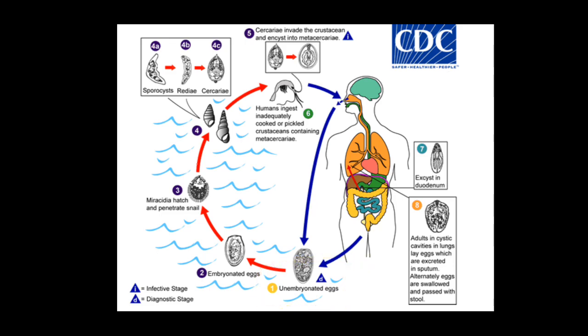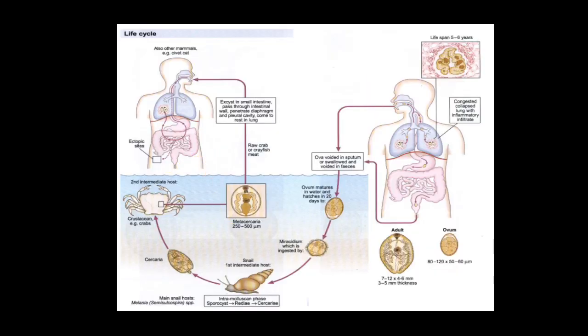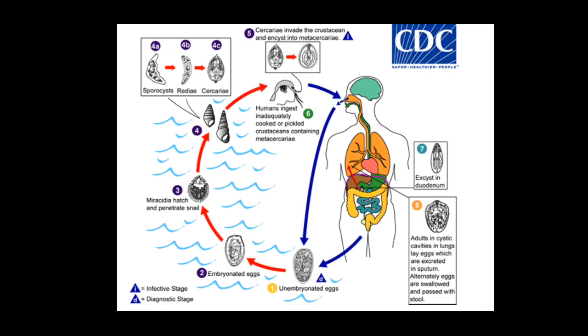unembryonated eggs. So these reach the water body and get embryonated. That is, embryo is formed within those eggs. So this embryo, meantime it hatches and it releases the larval form, the first larval form, that is the miracidia. It is stage 3. So these miracidia, they can freely swim in the water body and they reach the snails. That is their first intermediate host.